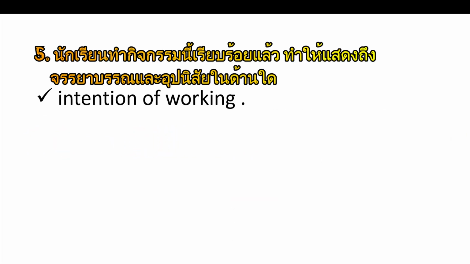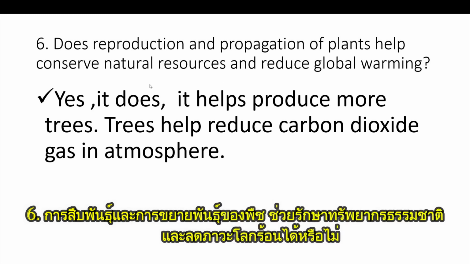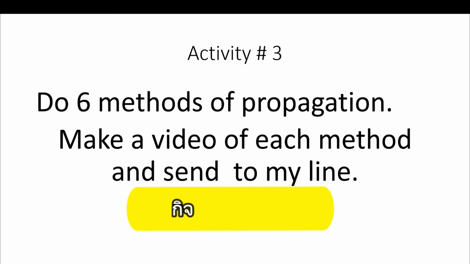Okay, and number 5, you check intention of working. You check also number 6, does reproduction and propagation of plants help conserve natural resources and reduce global warming? Yes, it does. Because if we can plant more trees, it can help reduce carbon dioxide. Okay? And we can have fresh air.